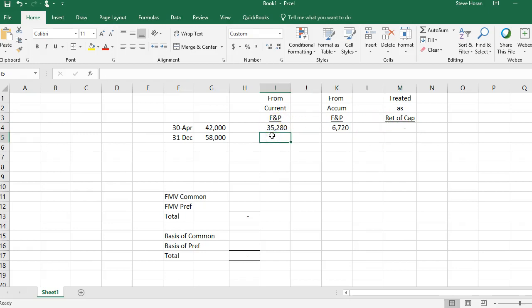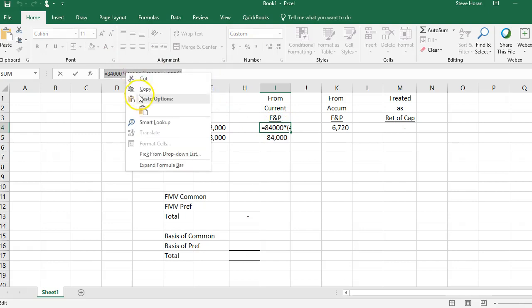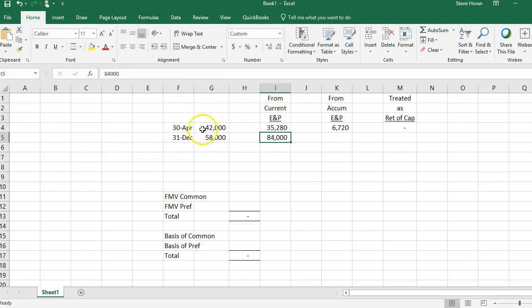Then down here for the December 31 distribution, I do the same thing. I start out with the 84,000. The sum of those two is 80. I'm sorry, not the sum of those two. 84,000 is the current E&P. Let me get that right. Okay, so 84,000, just like before. This started out with 84,000. And this time I'm just going to take the same formula and copy it, and then we're just going to make one little change to it. That'll be easier.